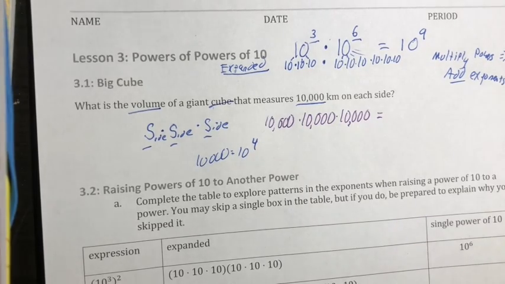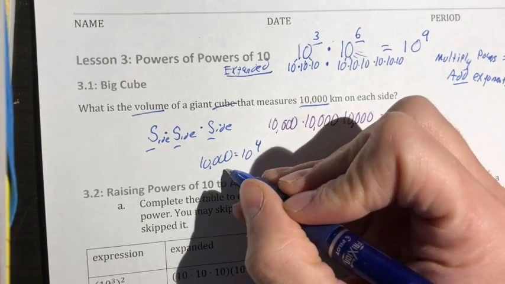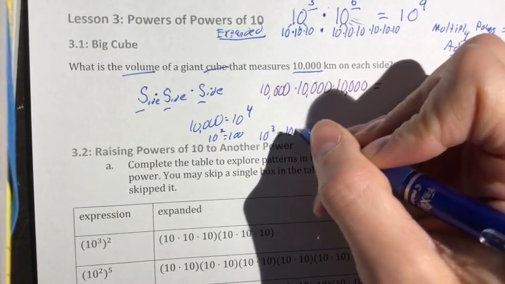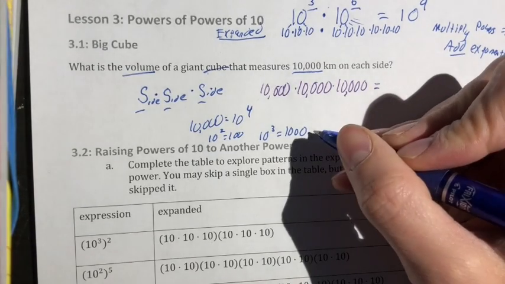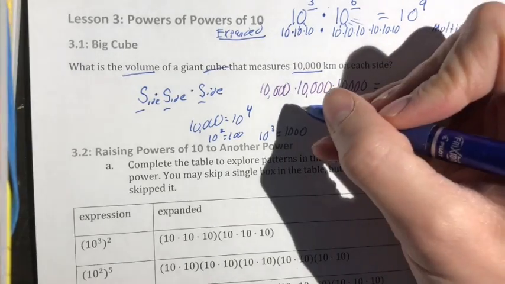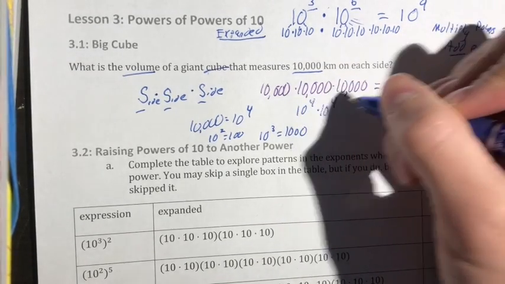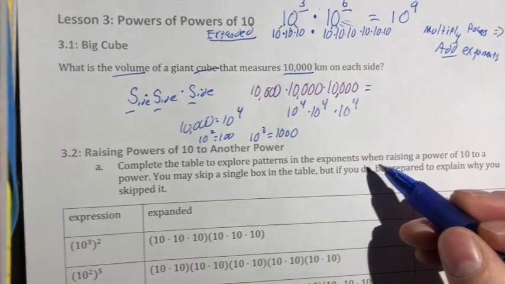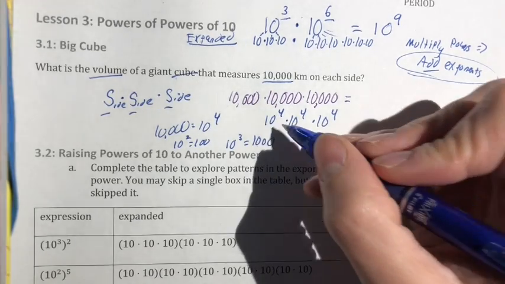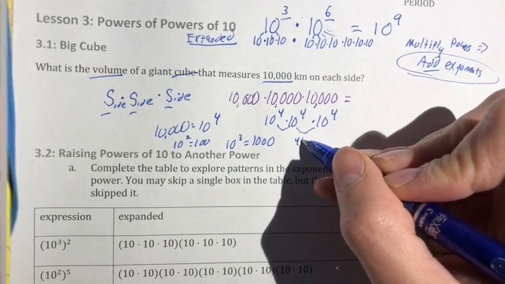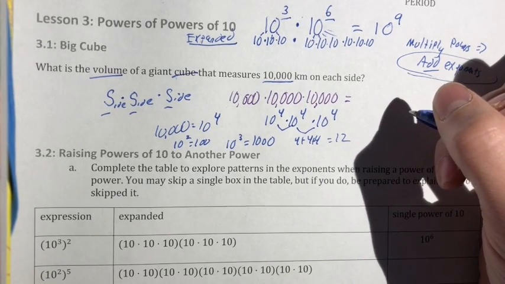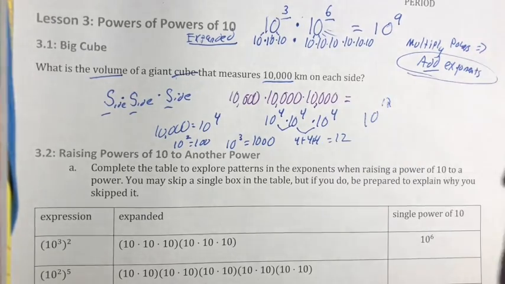But another hint would be to think about 10,000 as 10 to the fourth. 10 squared is 100. 10 cubed is 1,000. So if I do 10 times that, 1,000 times 10 is going to get me 10,000. So really I could be doing 10 to the fourth times 10 to the fourth times 10 to the fourth. And let's use that rule right up here. Multiplying powers is adding exponents. So 4 plus 4 plus 4 gets us 12. So it would be 10 to the 12th power.